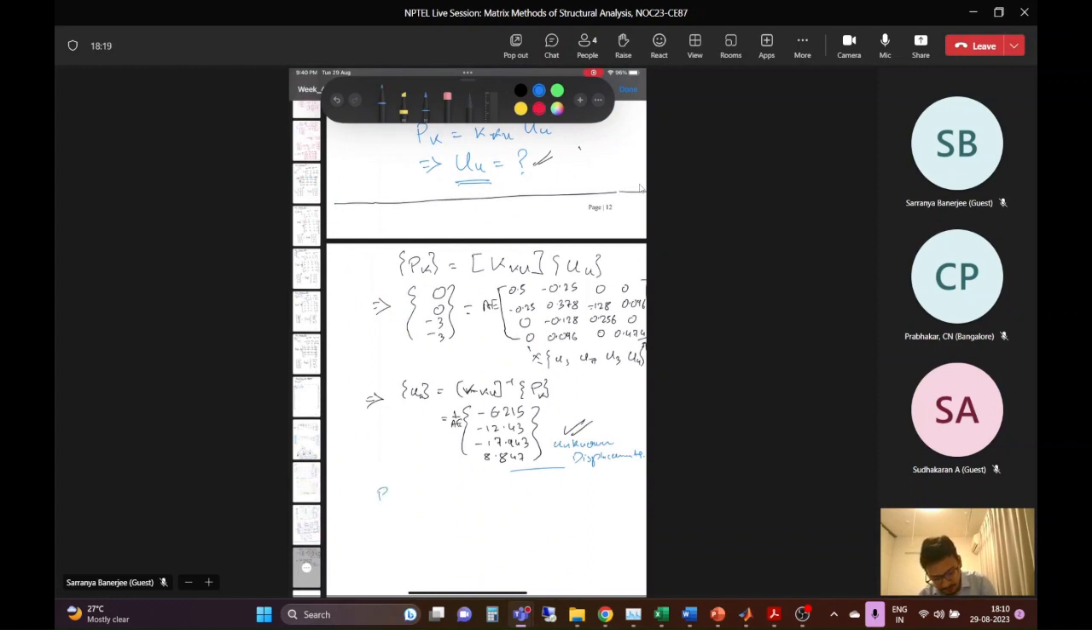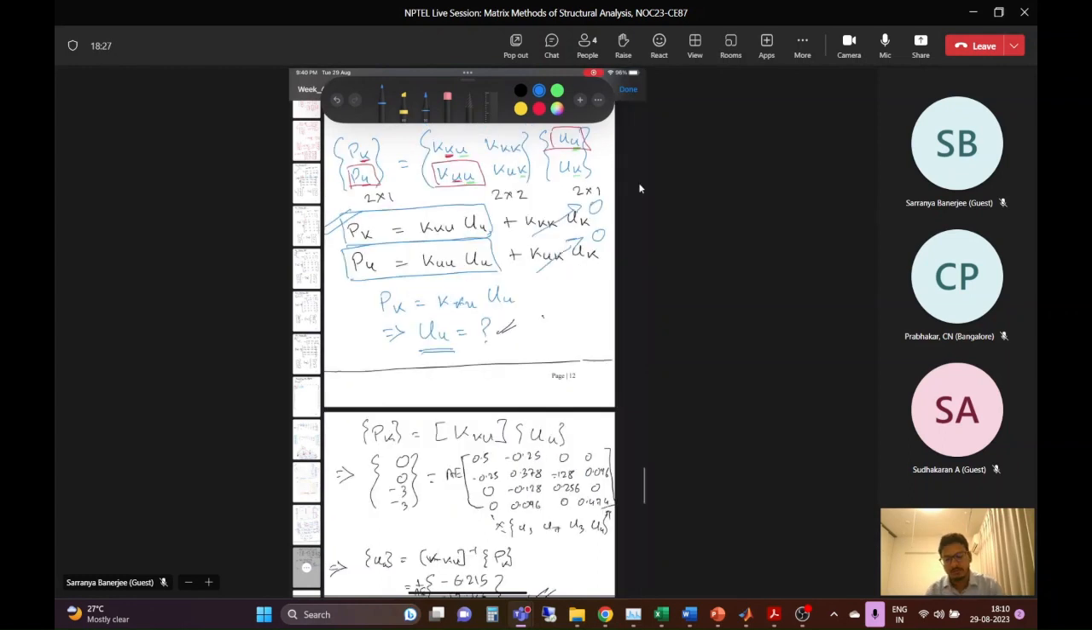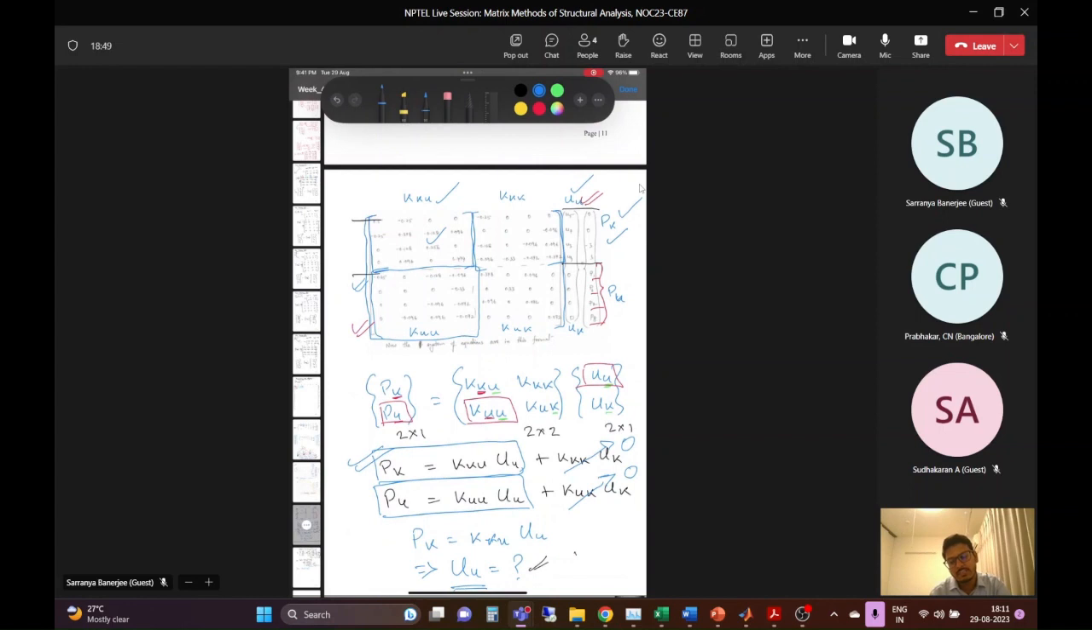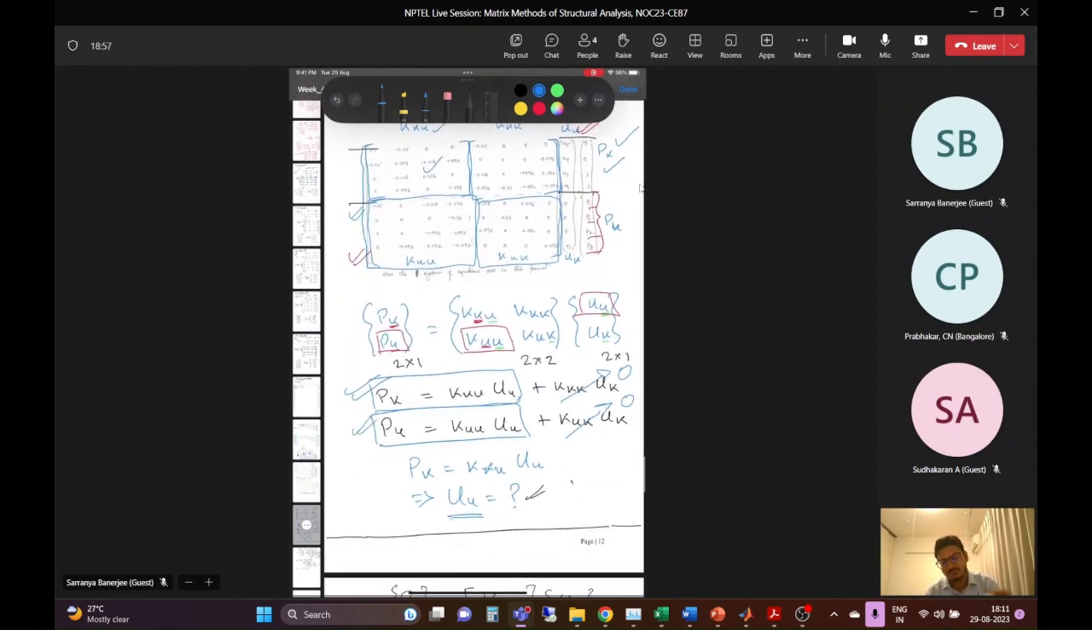now if we try to find P unknown, we multiply K unknown into U unknown. So K unknown would be this one, minus 0.25, this vector basically. So if we multiply this vector with this U unknown, then we will get the P unknown values. Why we will get the P unknown values? Because the other displacements are 0, so the contribution from this K known part is 0, as we can see here in this equation, right?